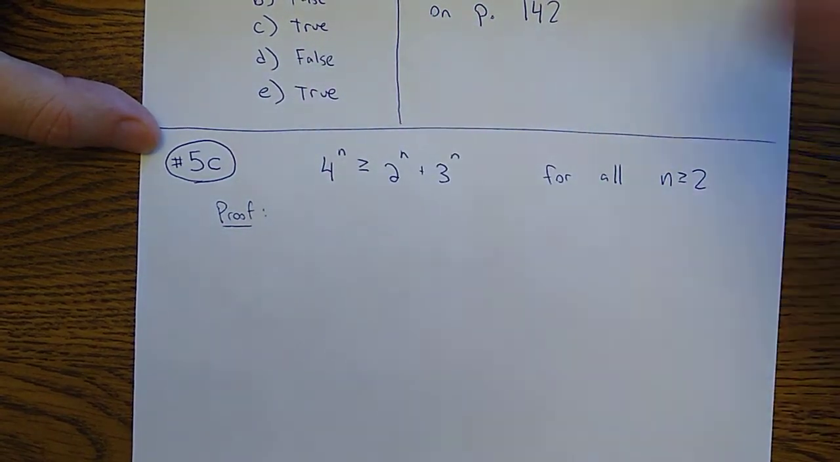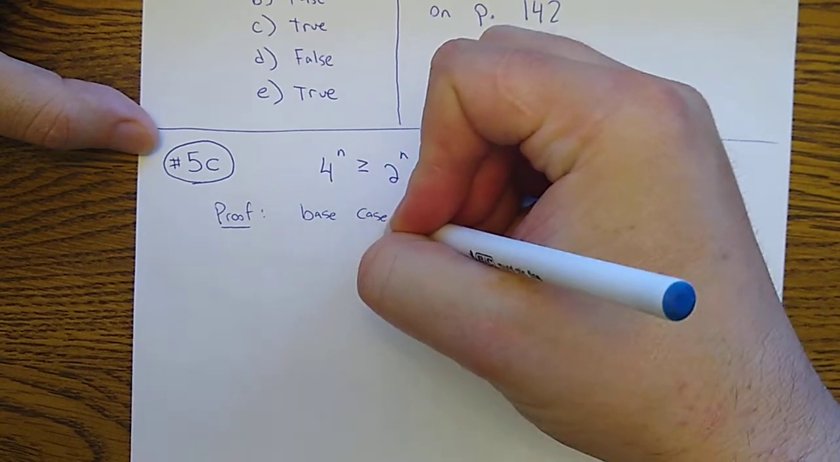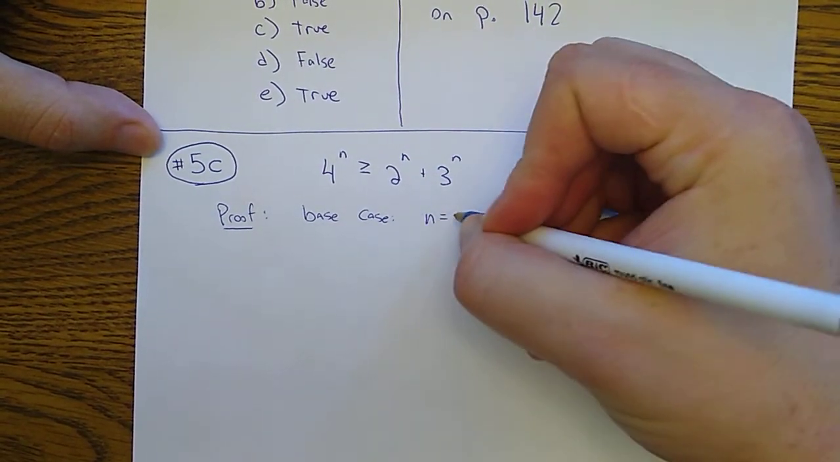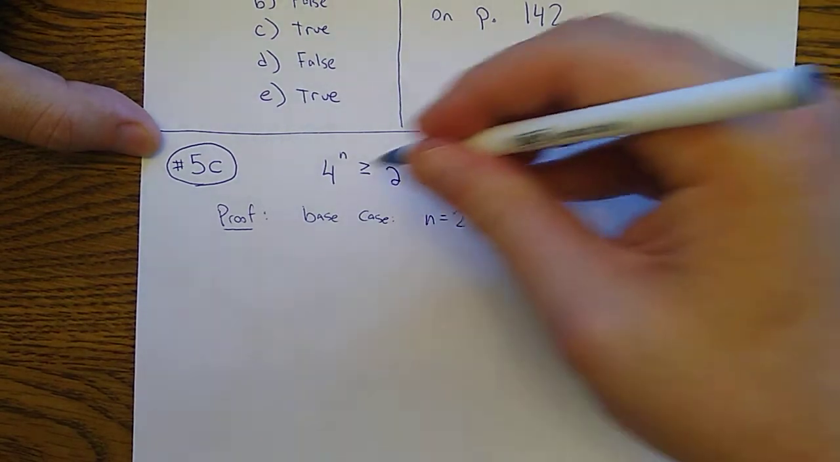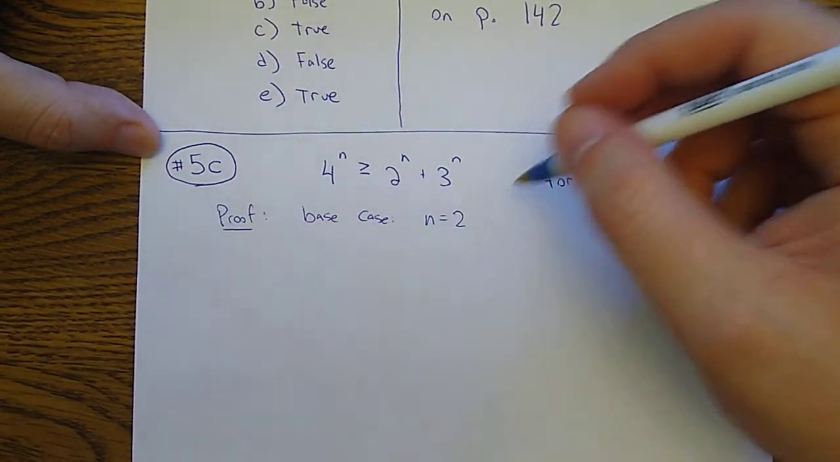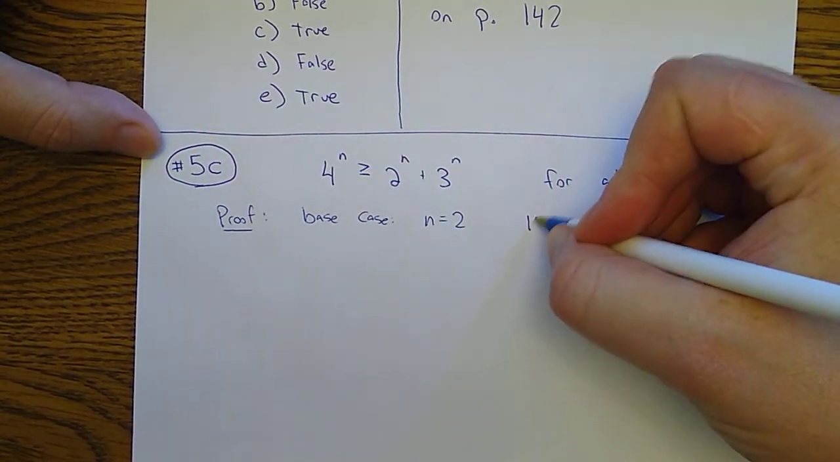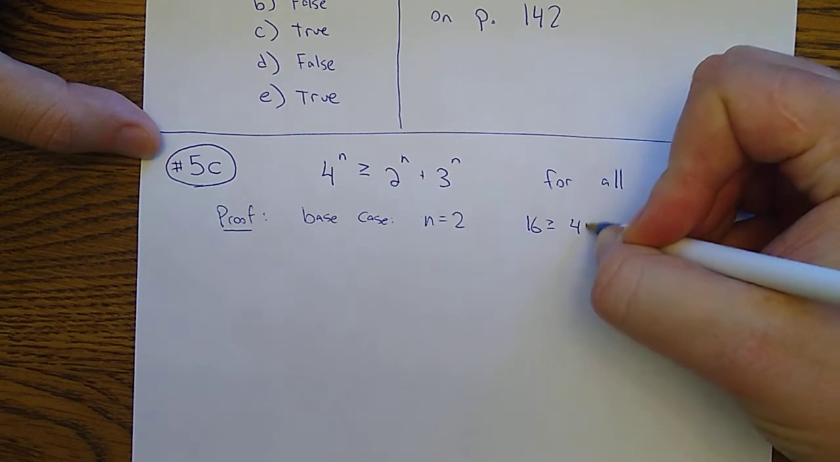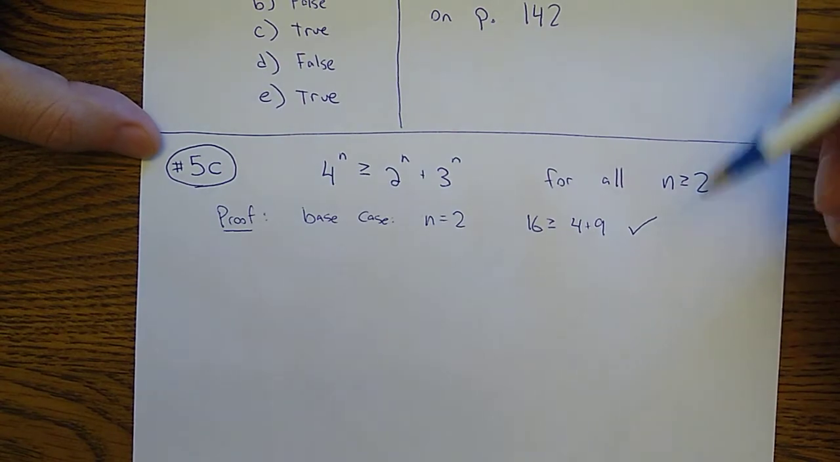So this would be a proof by induction. The base case is the first value of n that we're making a claim about, which in this case would be 2. And of course we already checked that this works for n equals 2, but indeed it works. 16 is greater than or equal to 4 plus 9.